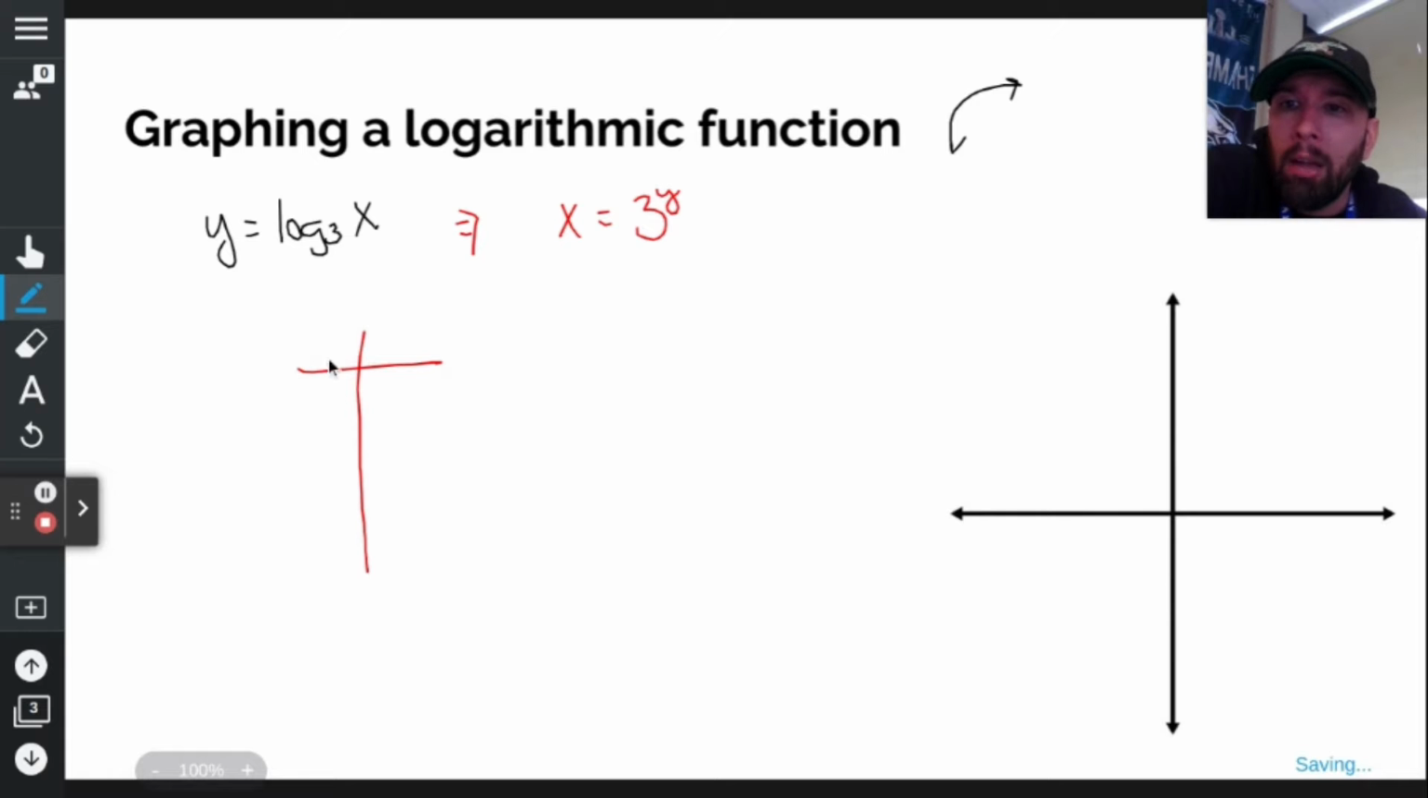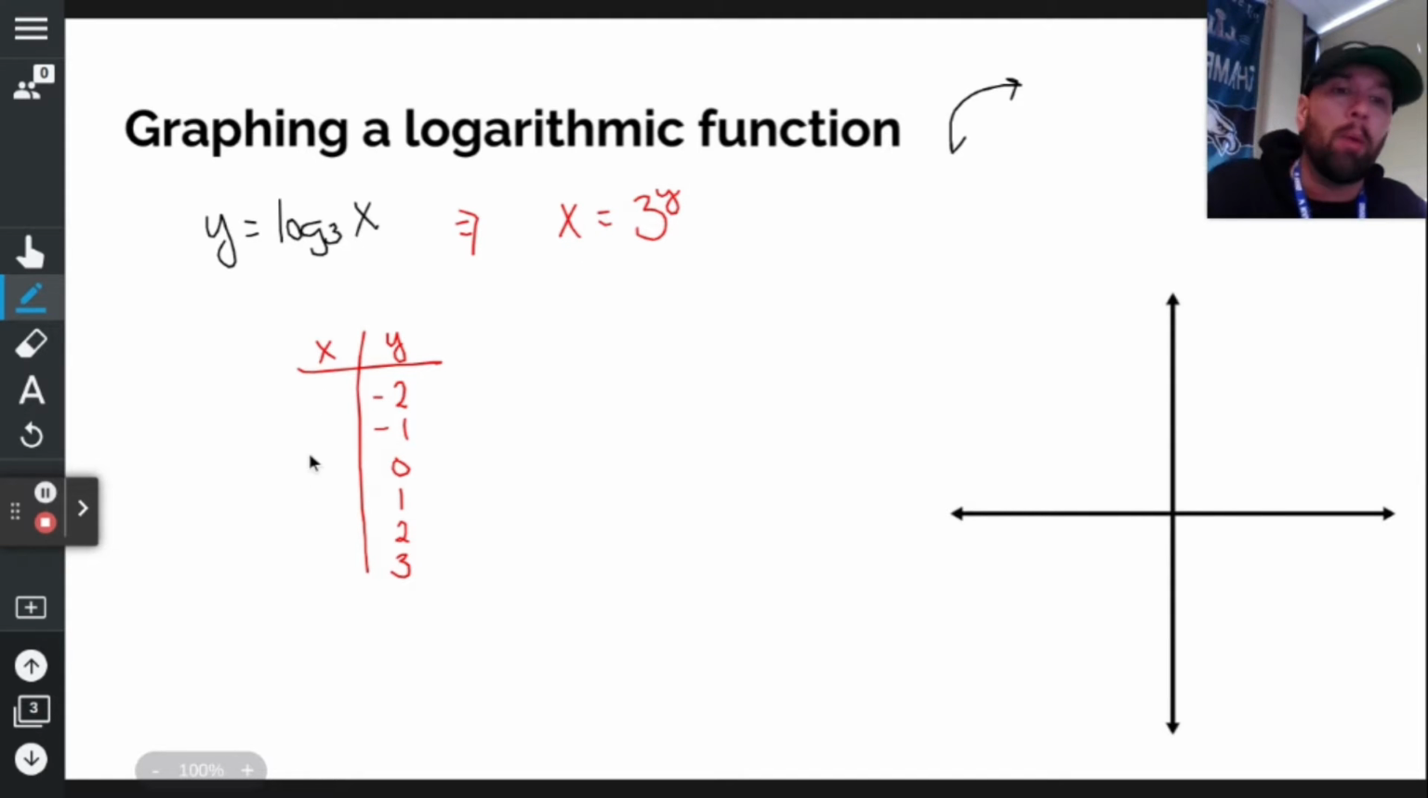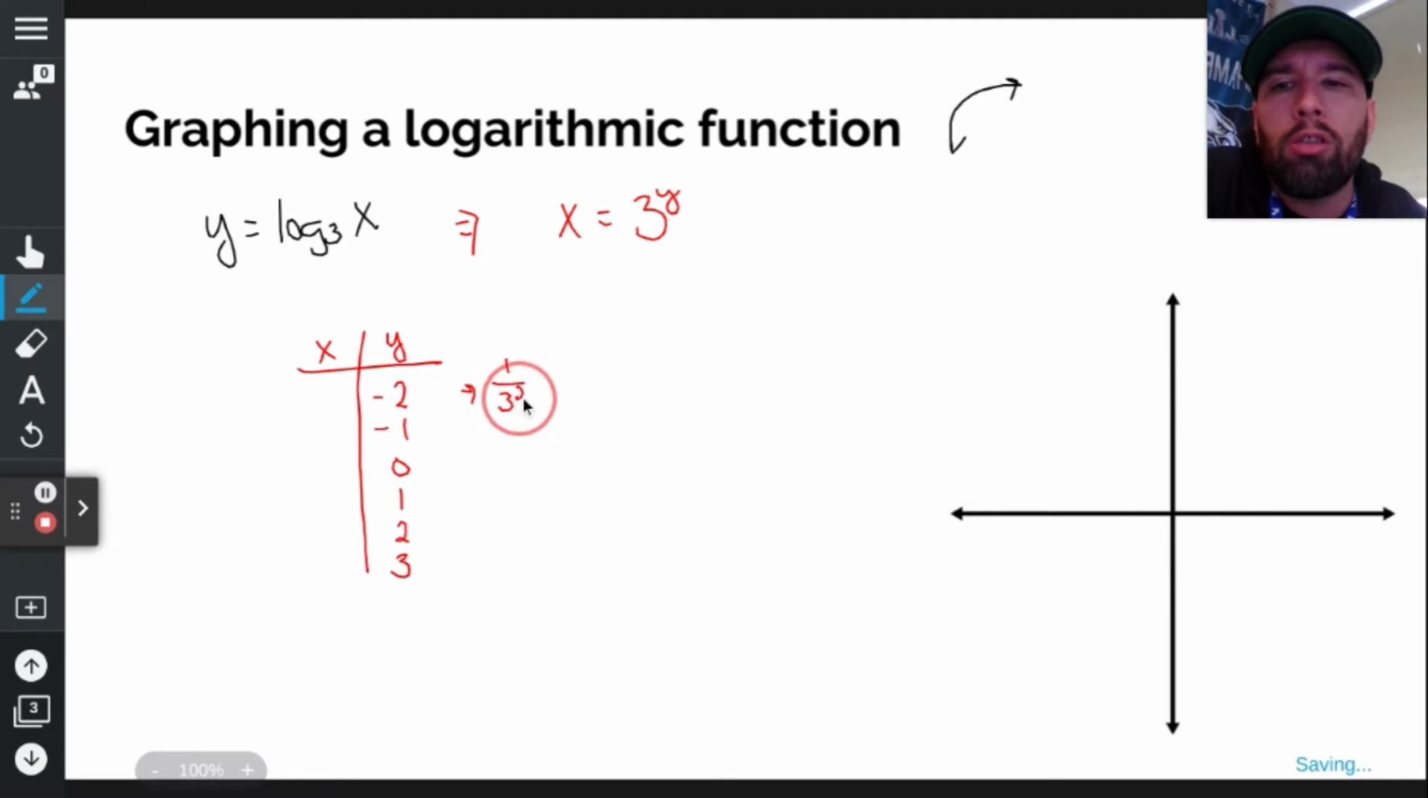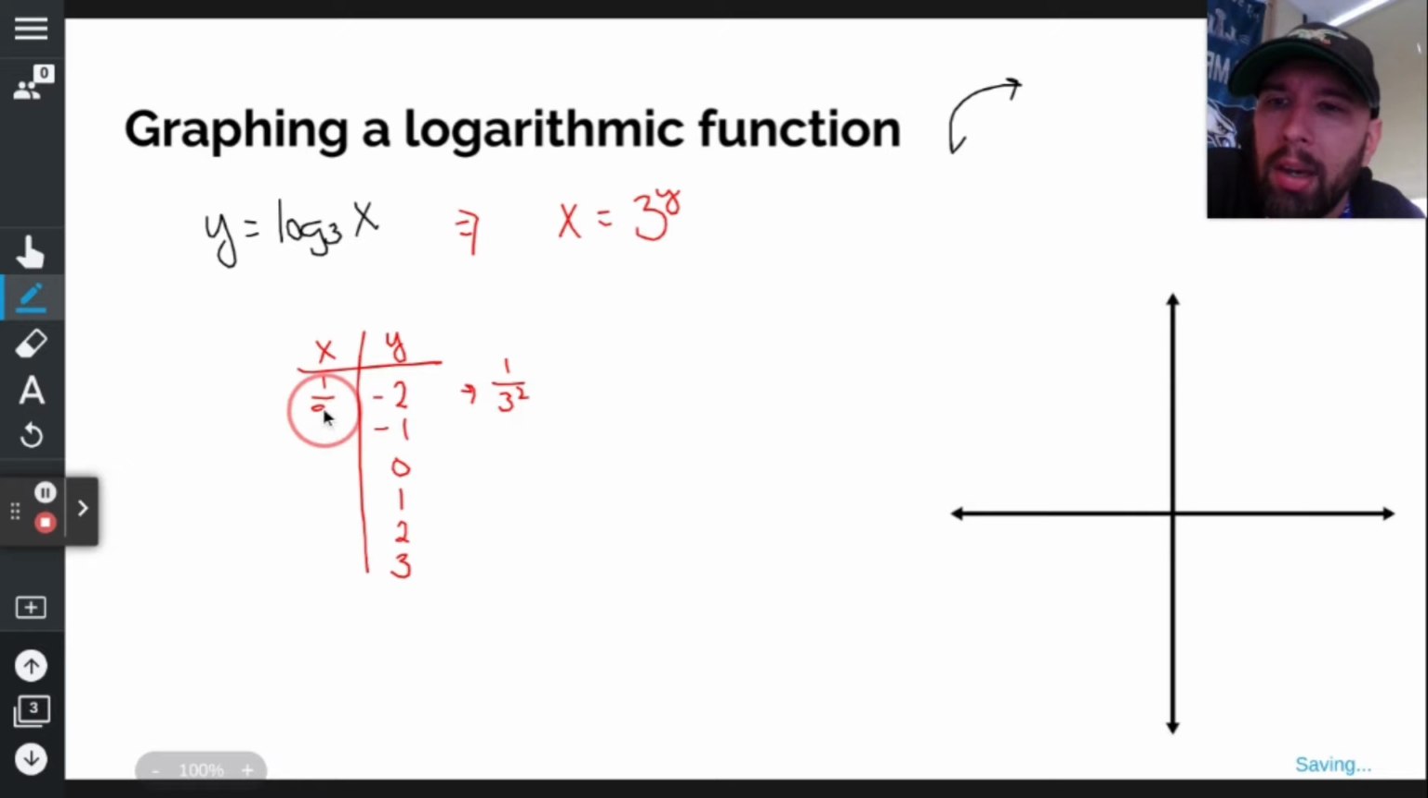Instead of picking a bunch of x values to try to get a y, I'm going to pick a bunch of y values to try to get an x. So I'll let y equal -2, -1, 0, 1, 2, 3. Then I'll plug in that y, get an x value, and graph as normal. Okay, so I'm going to select -2, so 3 to the -2 is the same as 1 over 3 squared. So my x value is 1/9, and that gets me -2.